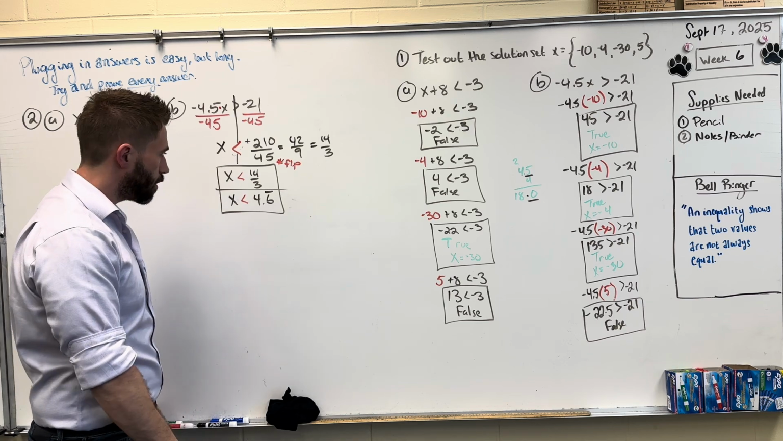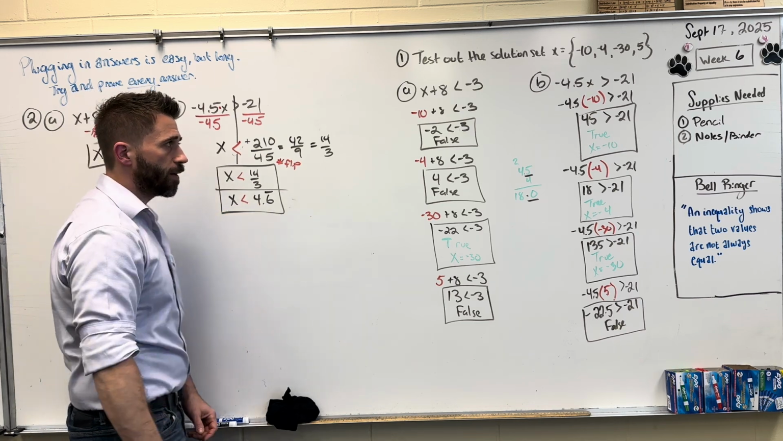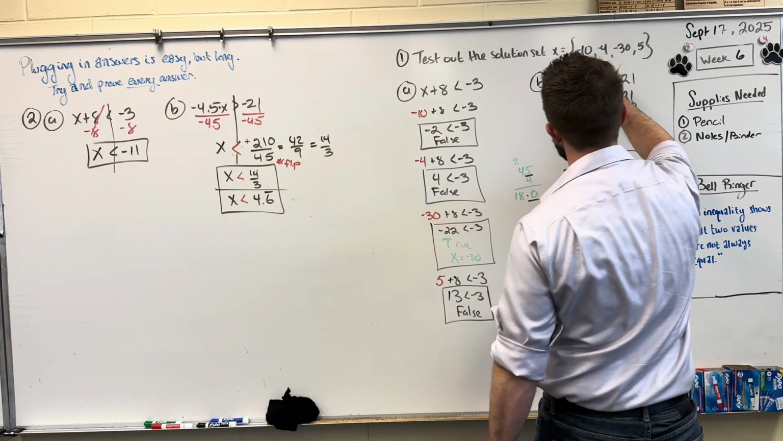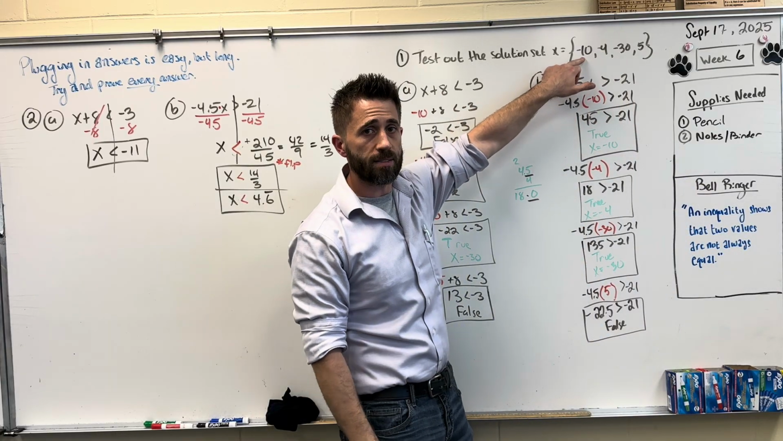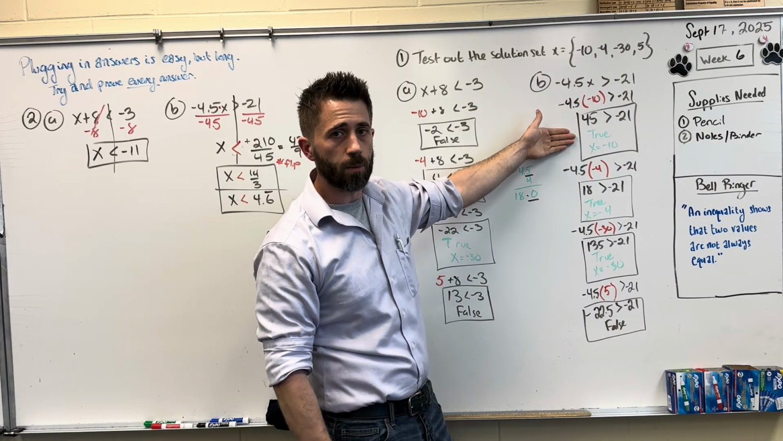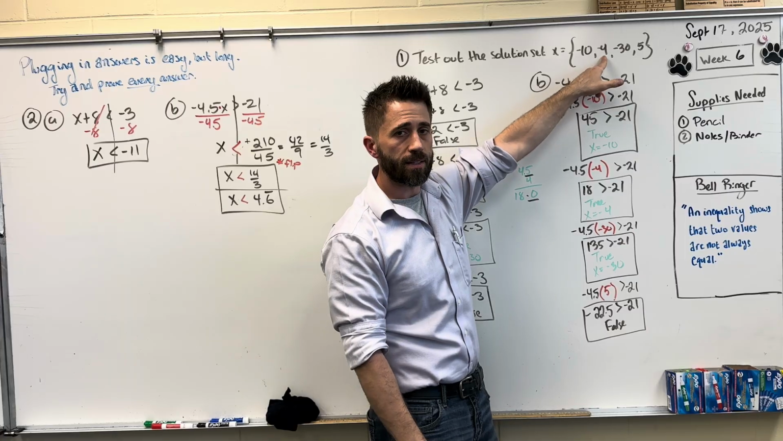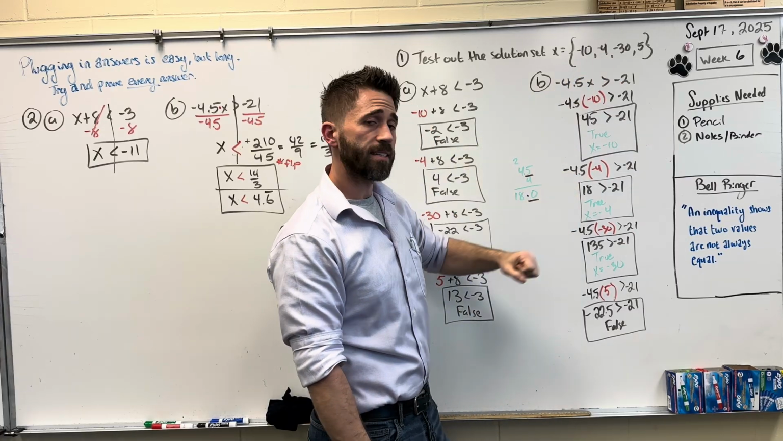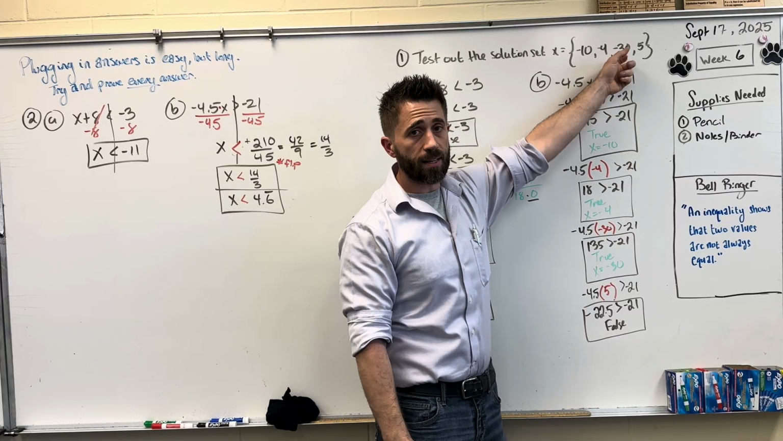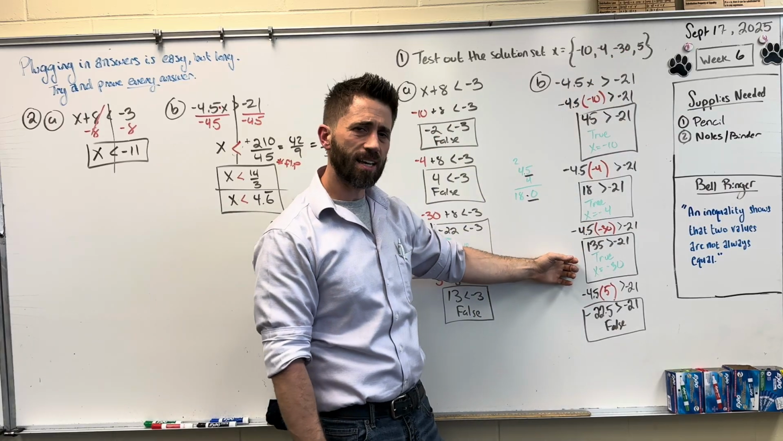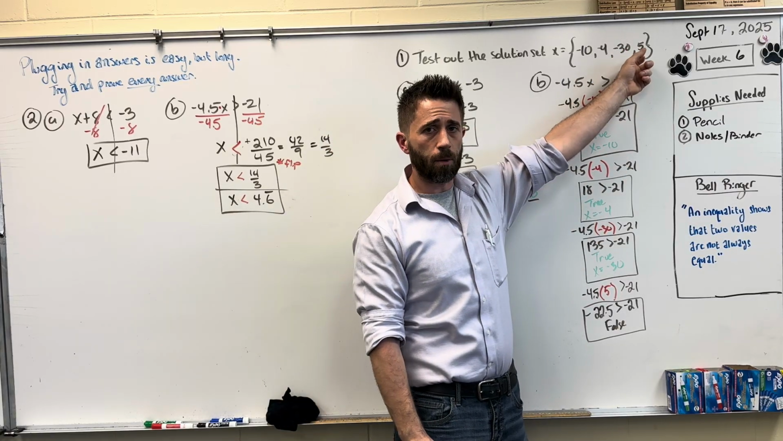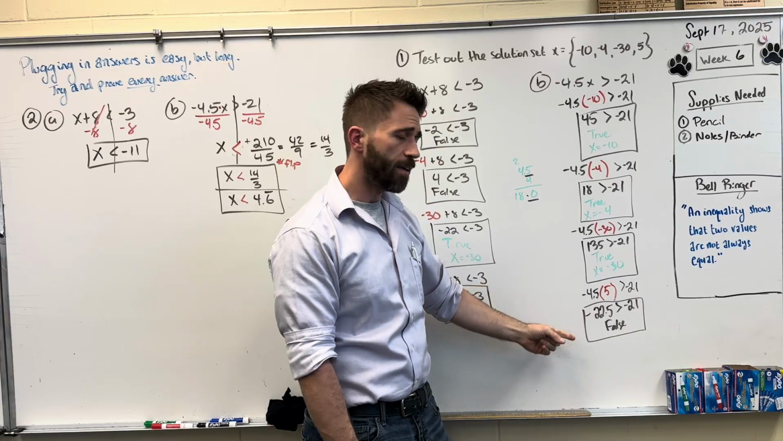Okay? So when I look at x is less than 4.6, I go through here and I say, is negative 10 less than 4.6? Yes, it's going to be true. I don't need to do anything. Is negative 4 less than 4.6? Yes, it's going to be true. Is negative 30 less than 4.6? Yes, it's going to be true. Is 5 less than 4.6? No, it's going to be false.